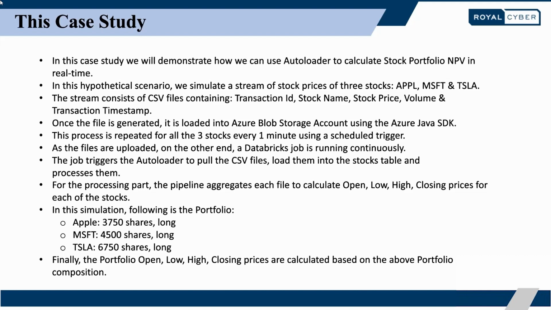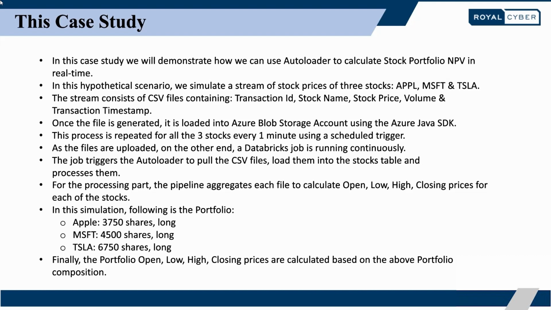Once the file is generated, it is loaded into an Azure Blob Storage account using the Azure Java SDK. This process is repeated for all three stocks every 1 minute using a scheduled trigger. That is, every 1 minute, a new transaction CSV file is generated and loaded into the Azure Blob Storage account for each and every stock.